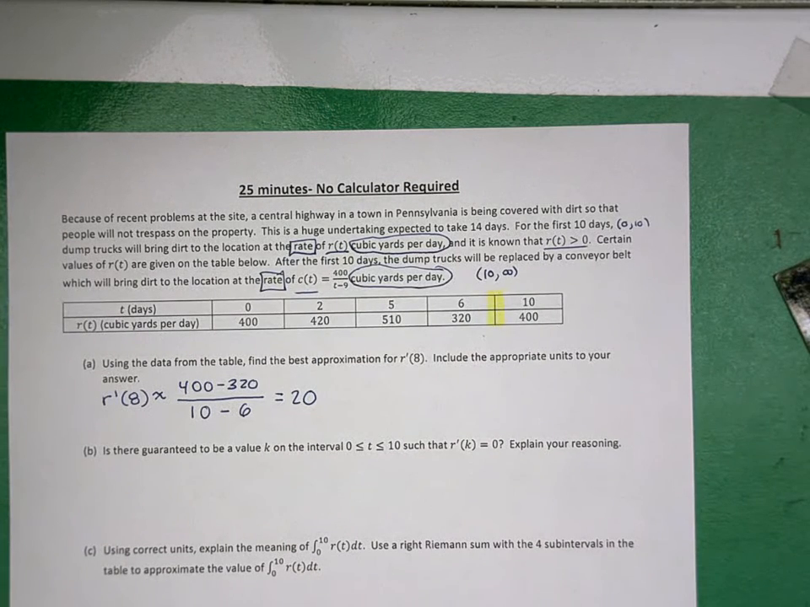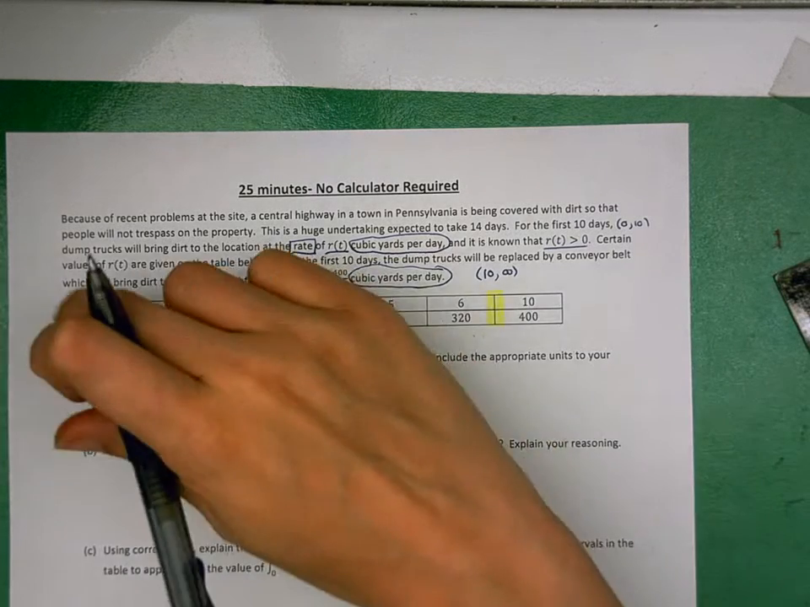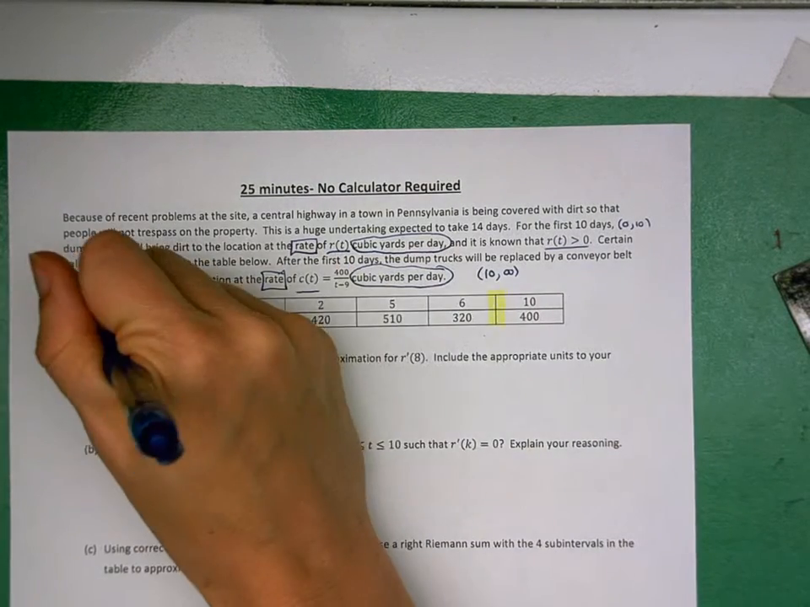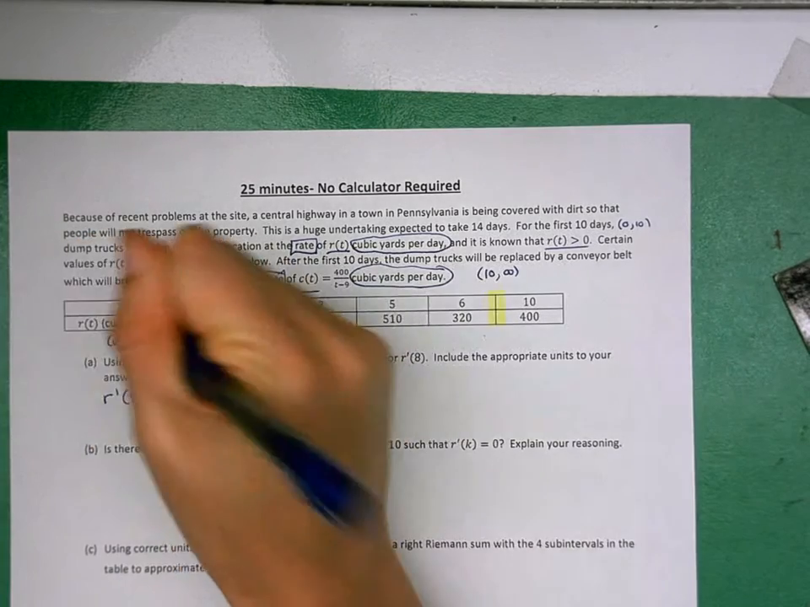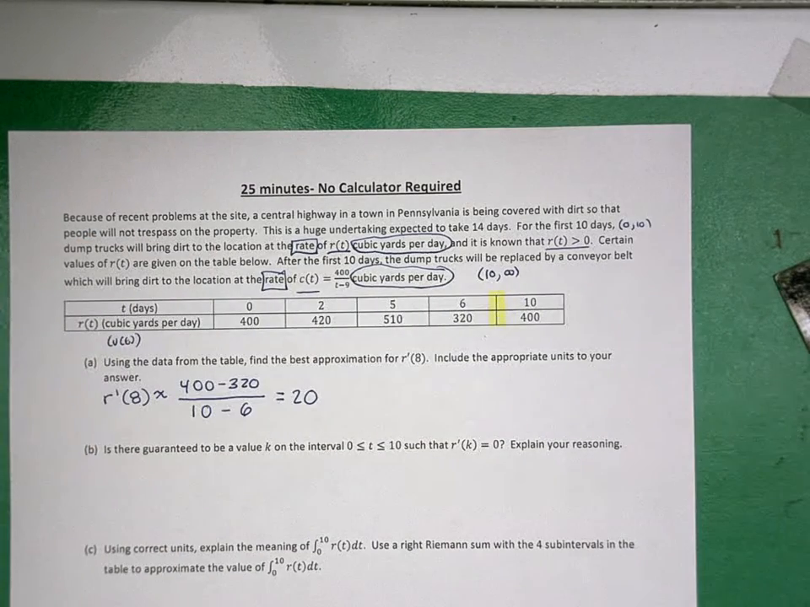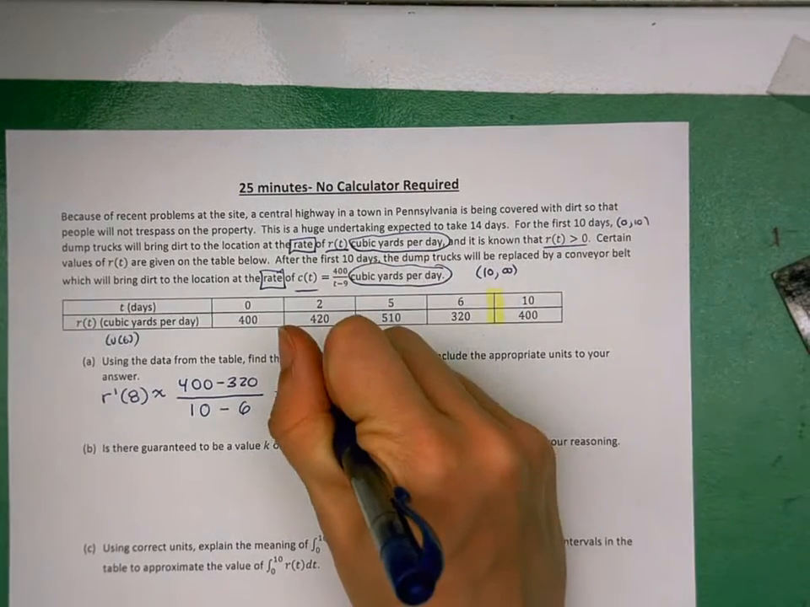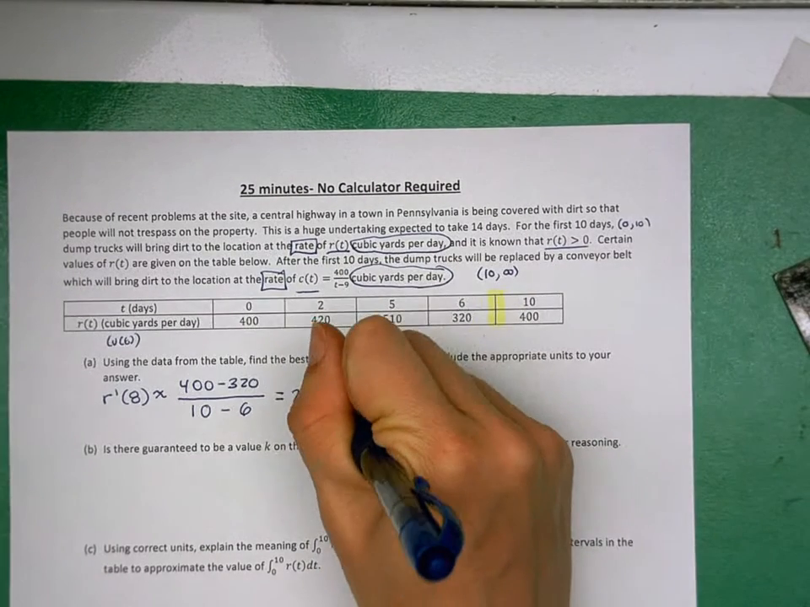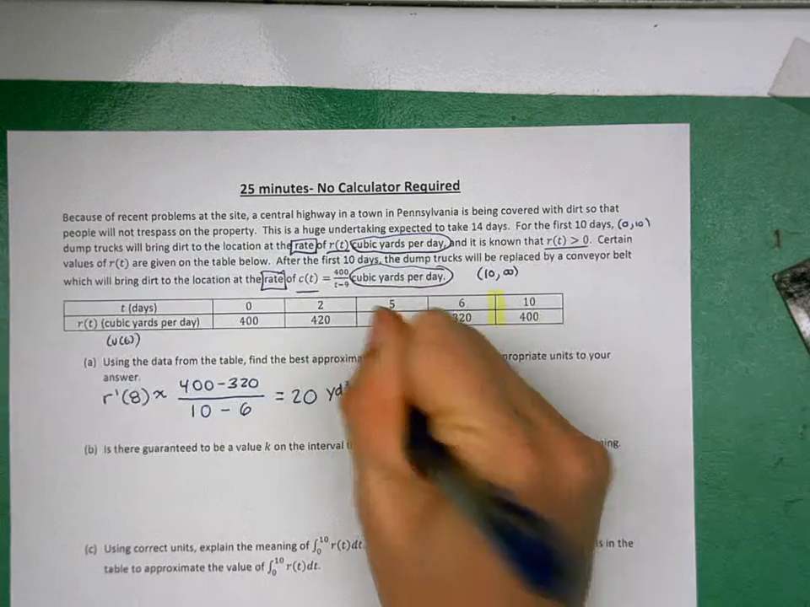Include the appropriate units to your answer. So we're doing r prime. So r was cubic yards per day, right? This is kind of like velocity. I'm going to go ahead and put velocity under here. So if I took the derivative of r, or the derivative of velocity, what would I have? Well, I'd have acceleration, right? Acceleration has units of distance per time squared. So in this case, this would be cubic yards per day squared.